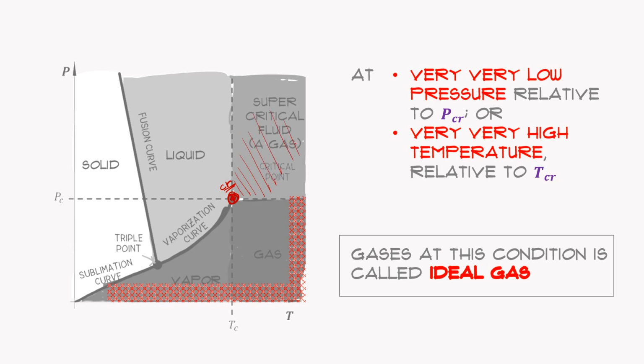For gases that have a very, very low pressure or very, very high temperature, or maybe both, relative to the critical point, we can assume that it is an ideal gas. So that's what we mean when we say ideal gas. We are only referring to gases at these conditions: very, very high temperature and very, very low pressure relative to the critical point.